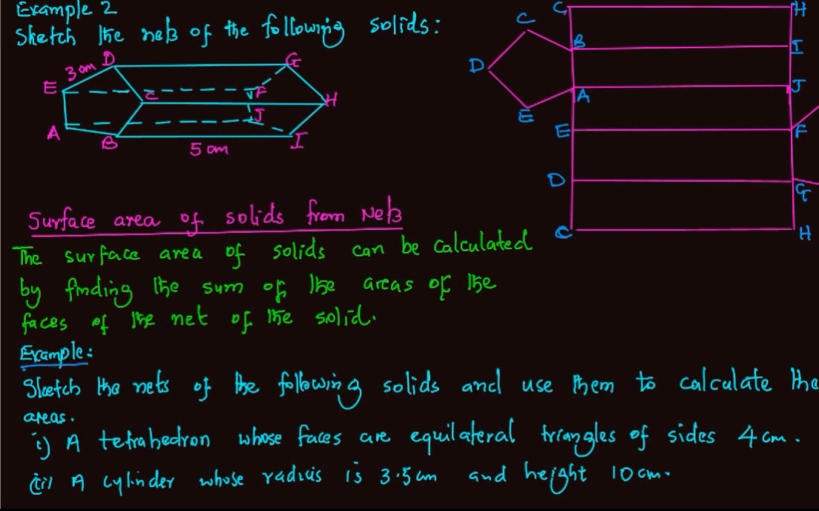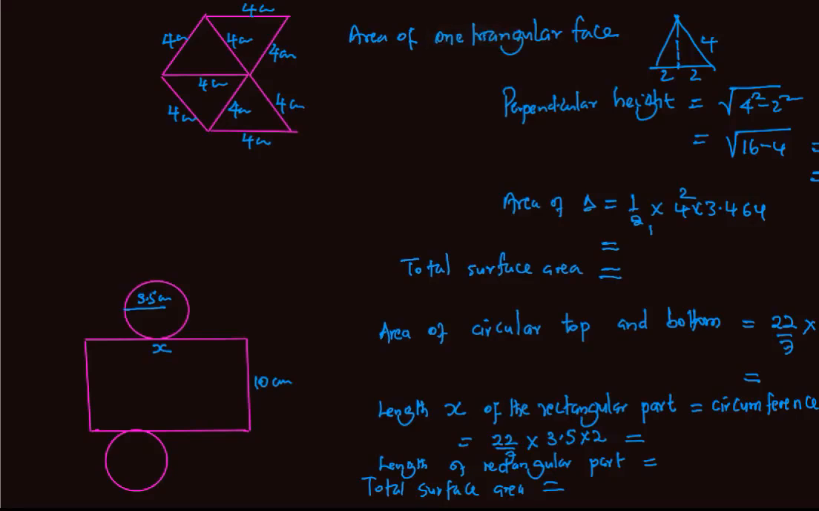So we start by drawing the nets of the two solids, and for the tetrahedron we shall get 4 equilateral triangles. Each triangle is an equilateral triangle of sides 4. So we isolate one of the triangles, and the area of one triangular face will be given by that.